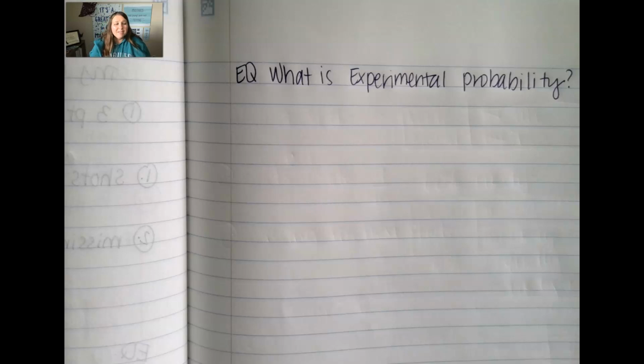Everyone. Today we will be discussing experimental probability. So what is experimental probability? Well, experimental probability is kind of like what it sounds like. It is based on repeated trials in an experiment.